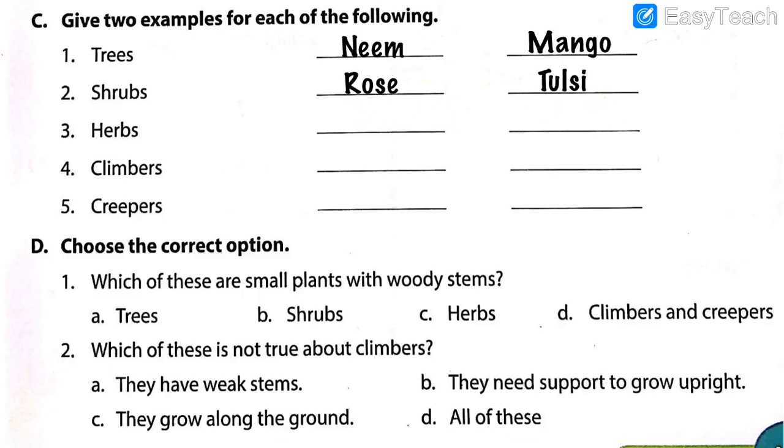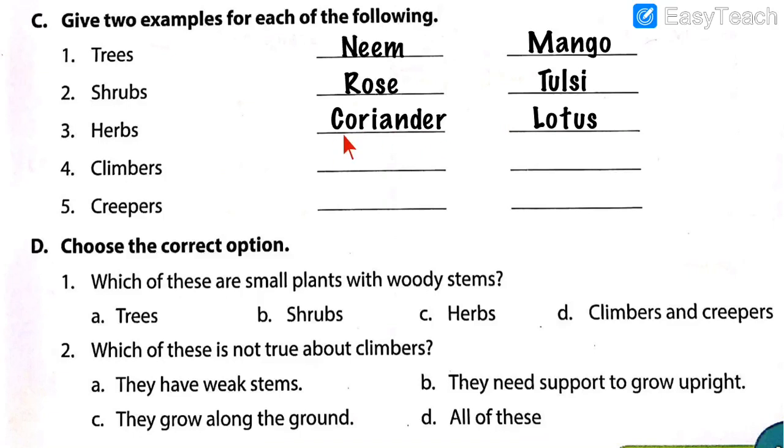So the two types of shrubs are rose and tulsi. ROSE, rose, TULSI, tulsi. Shrubs, rose and tulsi. Trees, neem and mango. Number 3, herbs. In herbs, we know that they are small plants with soft stems. Small plants with soft stems are called herbs. So let us write the names of any two herbs over here.